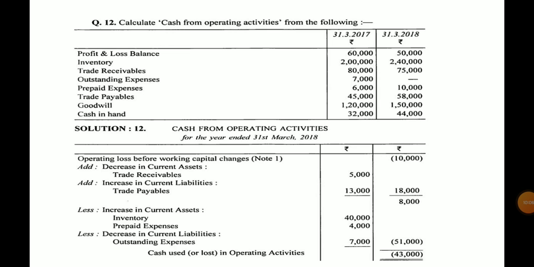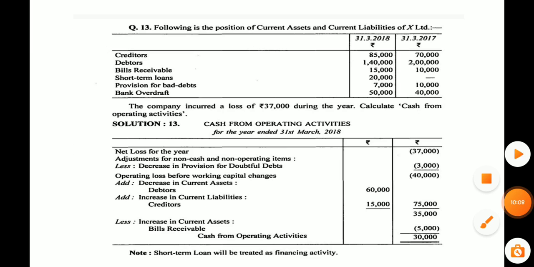So now we will solve the next question. So this is the next question. Following is the position of current asset and current liability of X Limited. The company incurred a loss of 37,000 during the year. Calculate cash from operating activity. Quite simple. The loss will be written as above.